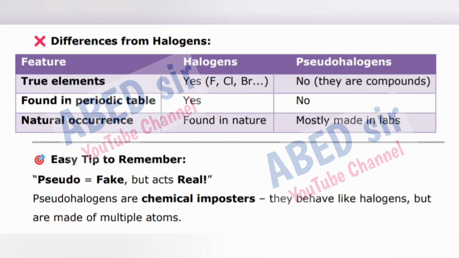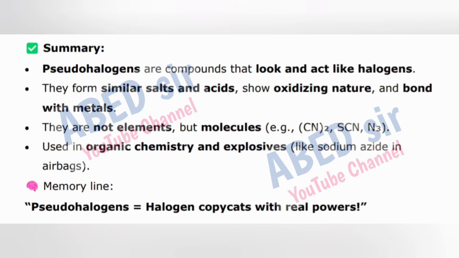Pseudohalogens are chemical imposters. They behave like halogens, but are made of multiple atoms. Summary: pseudohalogens are compounds that look and act like halogens. They form similar salts and acids, show oxidizing nature, and bond with metals. They are not elements, but molecules, example CN, SCN, N3. Used in organic chemistry and explosives, like sodium azide in airbags. Memory line: pseudohalogens is equal to halogen copycats with real powers.